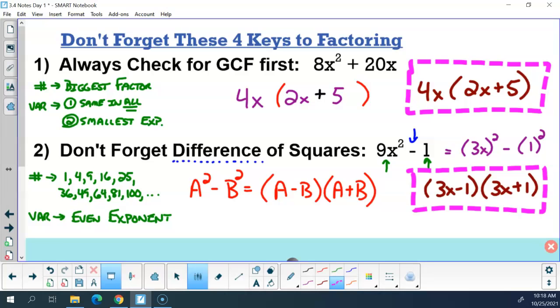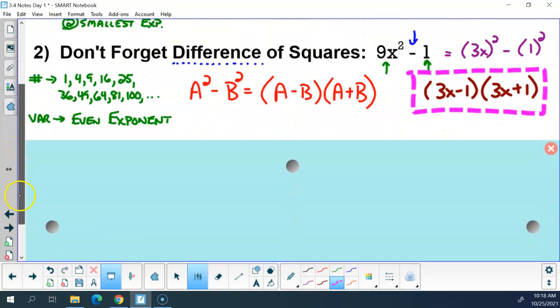So if we multiply through on the top one, we get 8x squared plus 20x, which is what we started with. On the bottom one, we get 9x plus 3x minus 1 plus 3x, minus 3x goes away. We get 9x squared minus 1. Good stuff.